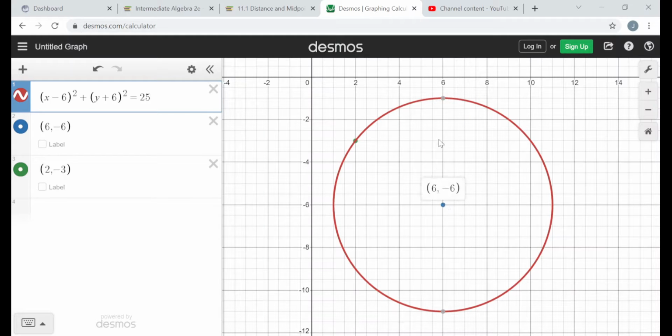Every point, this point here. Here's, again, 6, negative 6. Here's 6, negative 1. That's 5 units above. Here, this is 5 units below. 5 units to the right. And all these points, every single one of them, including this 2, negative 3 that we knew was on there, is 5 units away from the point 6, negative 6. Fantastic.